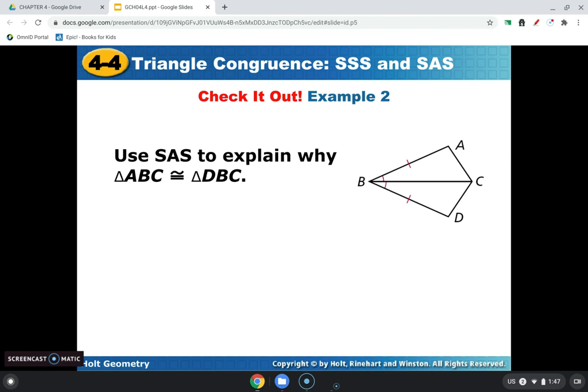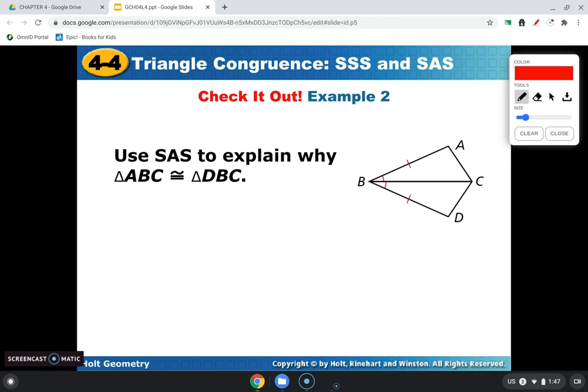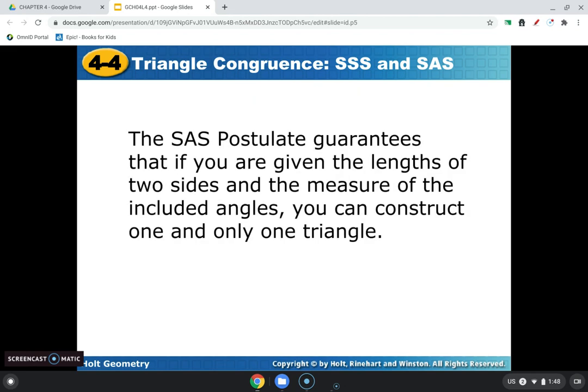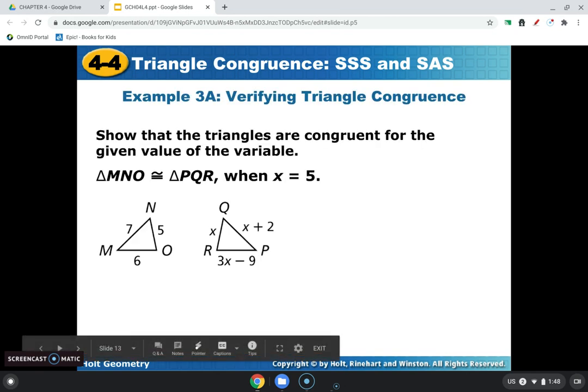Use side, angle, side to explain why these two triangles are congruent. Well, we've got our side, those two angles are marked, and then they share a side BC by reflexive, so that works by side, angle, side. Okay, the SAS postulate guarantees that, given the lengths of two sides and the measure of the included angle, you can construct one and only one triangle.